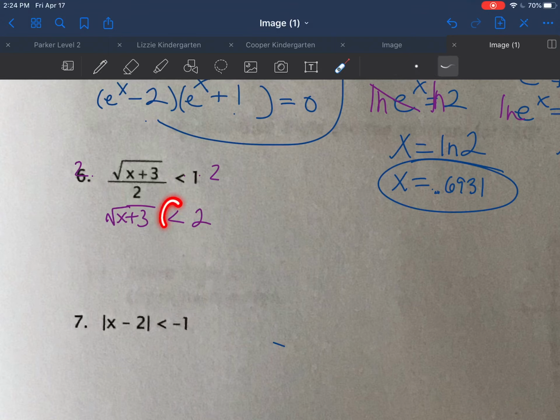If you remember back to middle school, the only rule that changes this is if you multiply or divide by a negative number, that sign will flip. I'm not going to do that to you yet. Not what I'm working on.